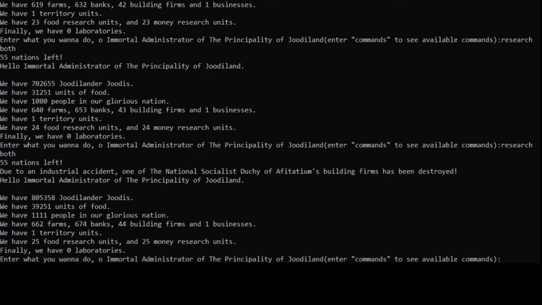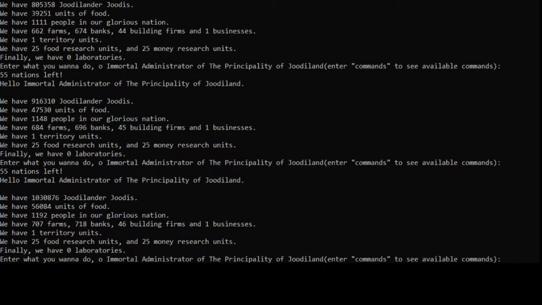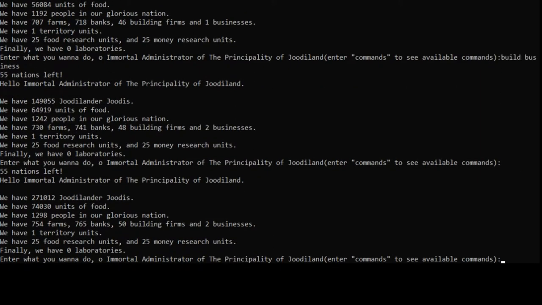Also, I don't know if I mentioned this in my previous video, but food research costs 100 times however many tiers you have to actually increase the tier by one. So if I have 25 food units right now, to get to 26, it would cost me 2,500. And the same for money, because it's also at 25. But that means that at zero, the first upgrade is free. So yeah. Nothing like a good free 1% bonus to food and money, isn't it? Okay, so let's build another business.